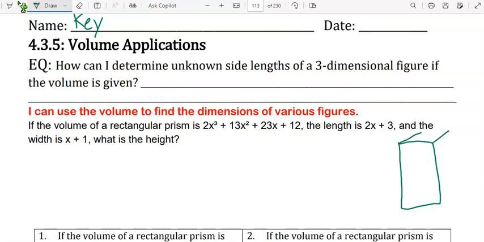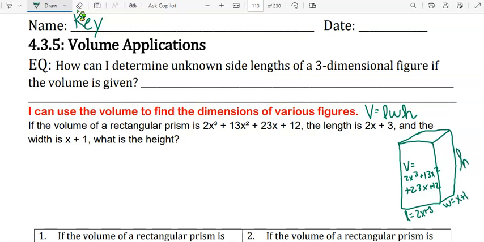So let's recall that the volume of a rectangular prism is equal to the length times the width times the height. So we have that the volume is 2x cubed plus 13x squared plus 23x plus 12. And then the length is 2x plus 3, and the width is x plus 1. We want to find the height.